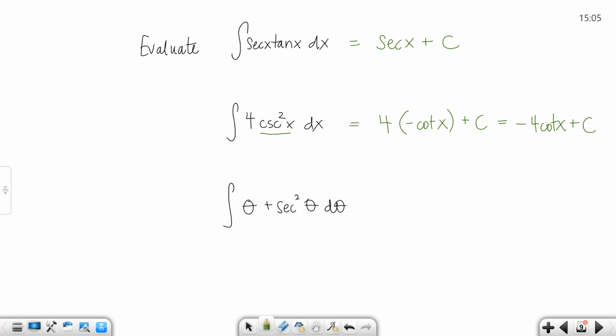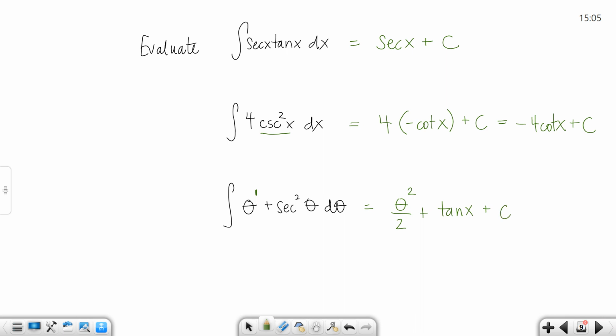Okay, now we haven't seen theta very much, but this theta is just a variable, just like x is a variable. So this is understood to be theta to the 1. So let's do that piece by itself. I increase 1 by 1, so 1 plus 1 is 2, over 2. And that would take care of the theta. And then you have secant squared. Well, if you look at your sheet, the integral of secant squared is tangent.